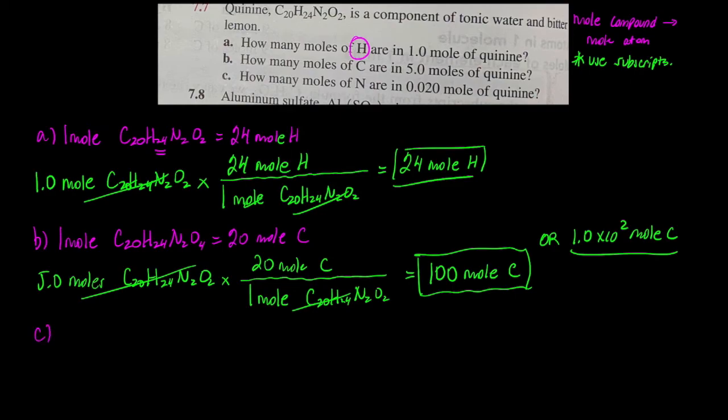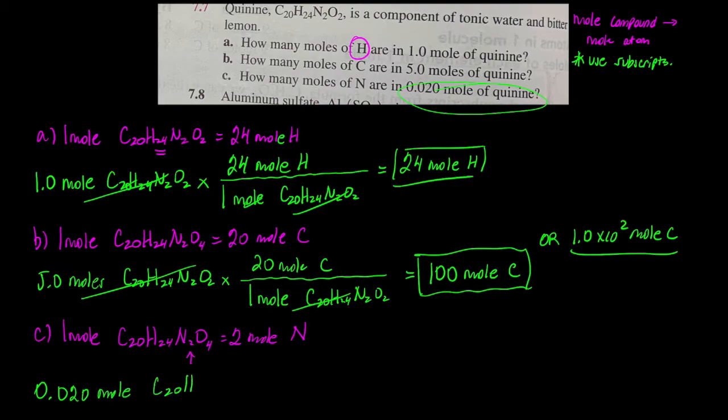So here we have C. Nitrogen is what we're interested in. So 1 mole of this compound is equal to just 2 moles of nitrogen. Now, when we do the dimensional analysis, we've got to start with the starting quantity and the starting units, C₂₀H₂₄N₂O₂, whole bunch of stuff in there.